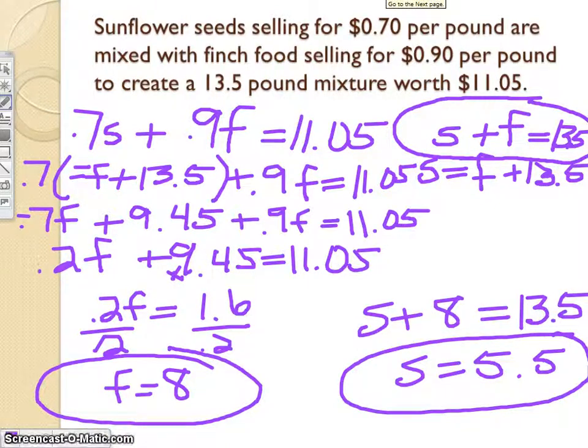We can go ahead and find the value, if that's what the problem asks for, by multiplying 8 times 0.7. When we do that, 8 times 0.7. So of the mix, $5.60 of it is sunflower seeds, and then you can subtract that from 11.05, or you can do 0.9 times the 5.5 and find out there are $4.95 worth of sunflower seeds.